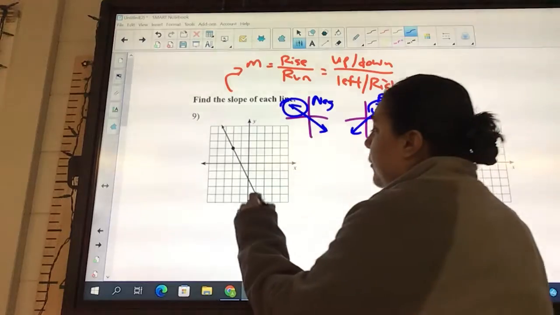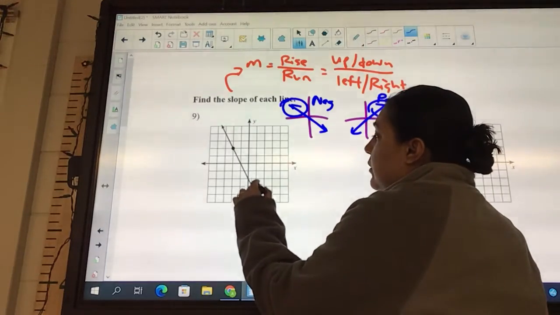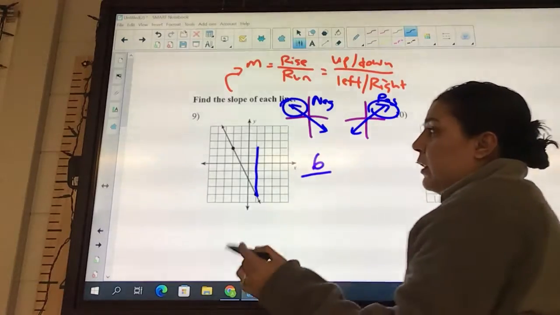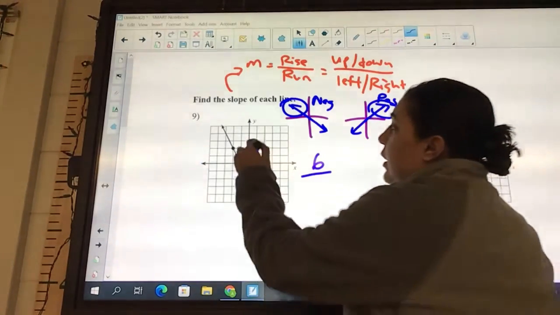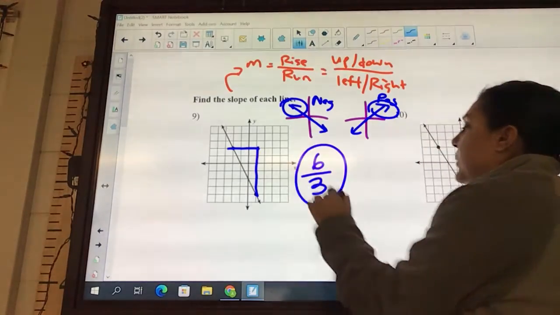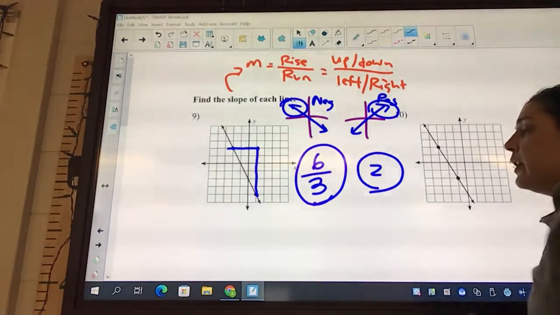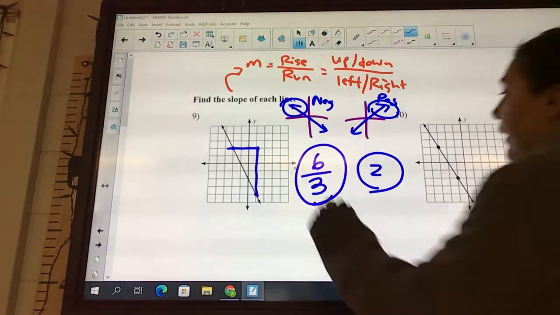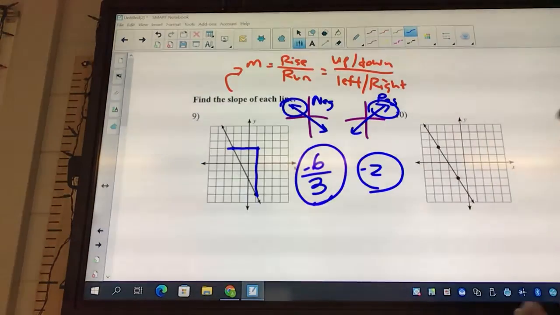Okay, so we say, how much do we rise? 1, 2, 3, 4, 5, 6. Okay, we always start from the lowest point and go to the next one. Over 1, 2, 3. So 6 over 3. Okay, and that does reduce. 6 over 3 is really 2. So either one of those answers I would totally take. But it does need to be negative. Okay, so either way, you need to have a negative. It's a negative slope.